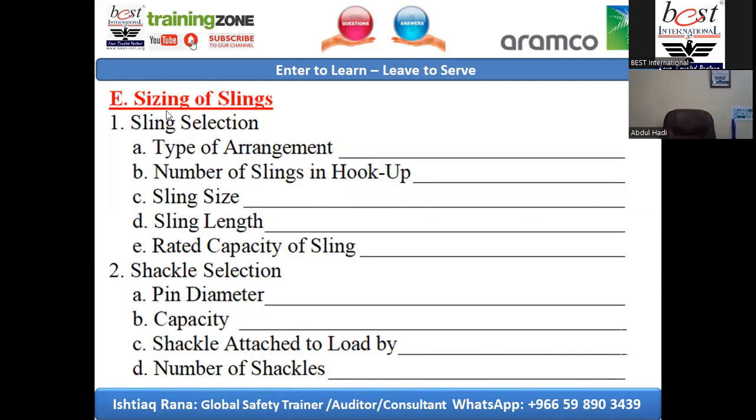Portion E is sizing of the slings. Of course, the selection of the sling is important as point number one. Sling selection: what is the type of arrangement, number of slings and hook-up, and also the sling size, sling length, rated capacity of the sling. I'm sure you are quite familiar with the tag we have on the sling, from where you can find the rated capacity, and even separate charts are available for the sling. Now, shackle selection: pin diameter or capacity, shackle attached to the load by, or number of shackles. So portion E is all about slings and shackles.